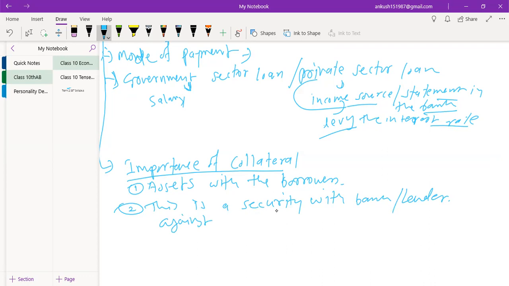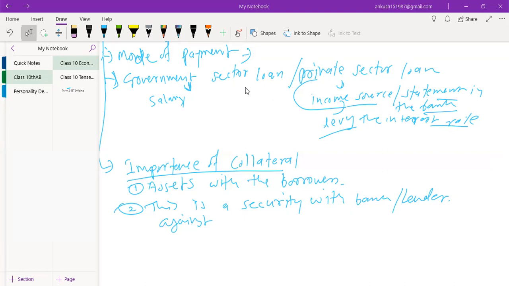Suppose the board asks you the question, what is the importance of collateral? You would have to write this answer in favor of the bank. What could be the favor of the bank here? Can anybody tell? Kritika, can you tell? Adarsh? Guaranteed, no, sir.